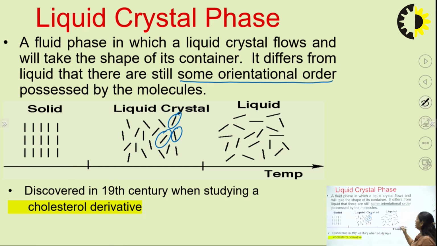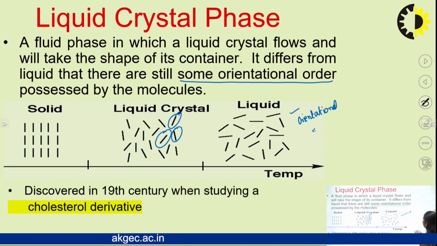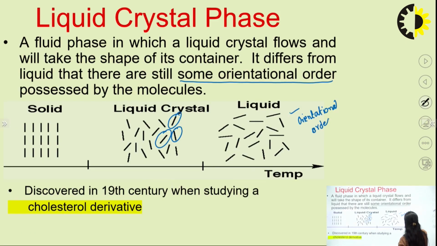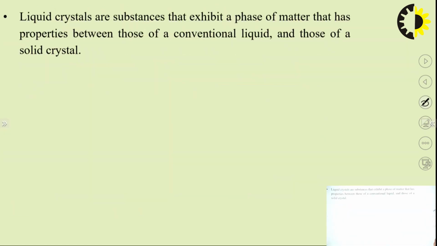We can see that in liquid there is no orientational order. Orientational order in liquid is zero, we can say, and it is perfect in solid, while in liquid crystal it has some degree of orientational order. The first discovered liquid crystal was a cholesterol derivative. The cholesterol derivative was discovered, which is known as liquid crystal.